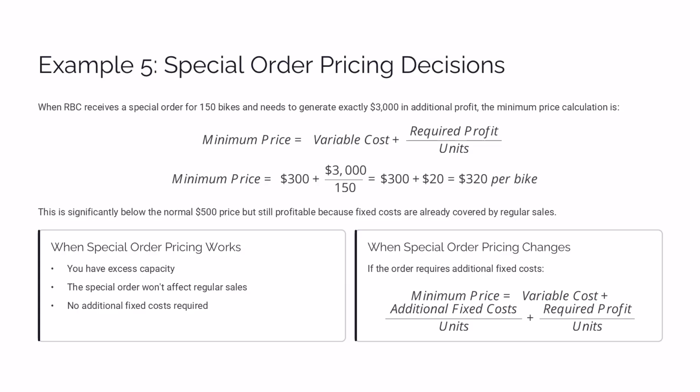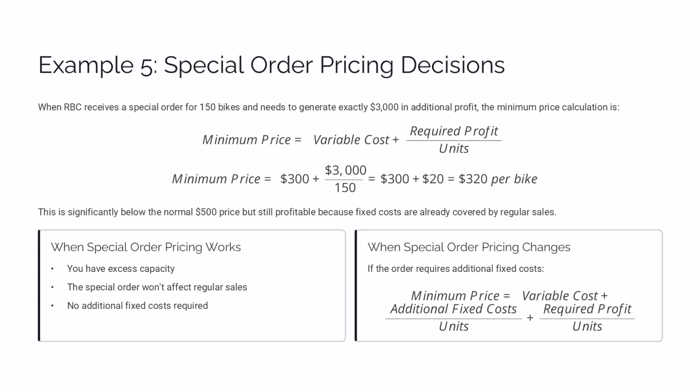During slow times, drivers will accept rides at lower rates because their fixed costs, car payment, insurance, are already committed, so any fare above their variable costs, gas and wear, is better than no fare at all, which is pure CVP thinking applied to the gig economy.